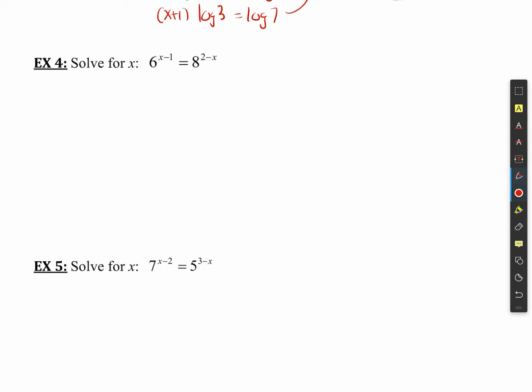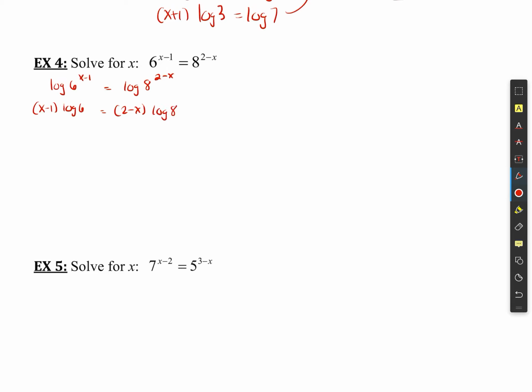So I can't change the base. The converting to log method won't really work here. So my best option here is to start off by giving it a log. Log of 6 to the x minus 1 equals log of 8 to 2 minus x. Exponents come in front. X minus 1 log 6 equals 2 minus x log 8.